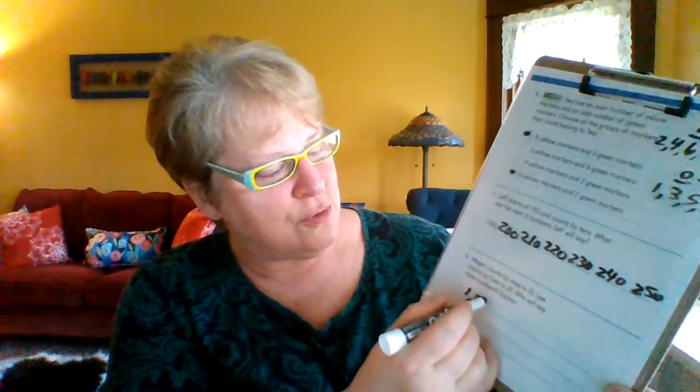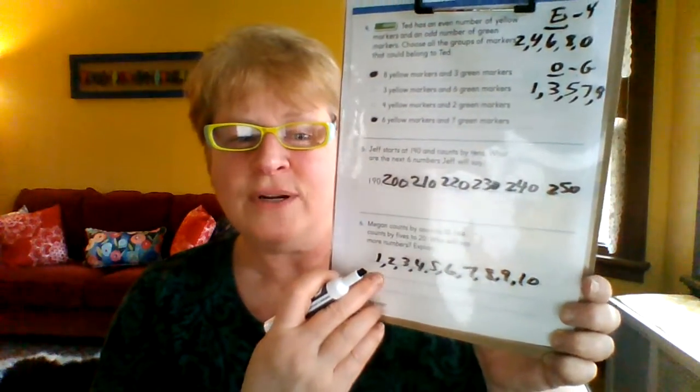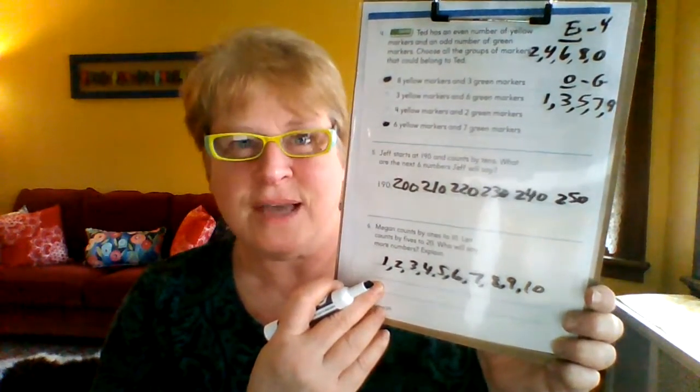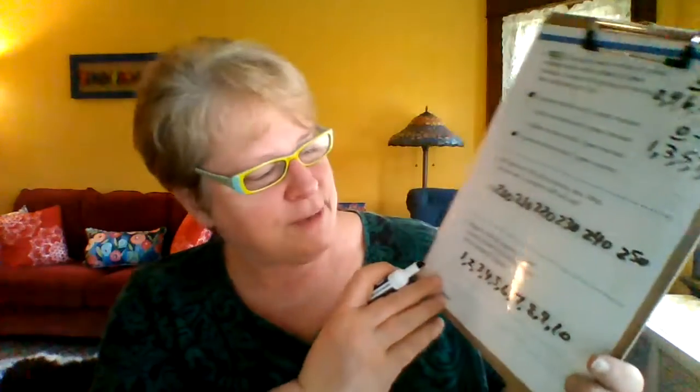1, 2, 3, 4, 5, 6, 7, 8, 9, 10. Look at that. I wrote all those numbers out. What are these little things? They're called commas. I put them between the numbers since I'm counting.